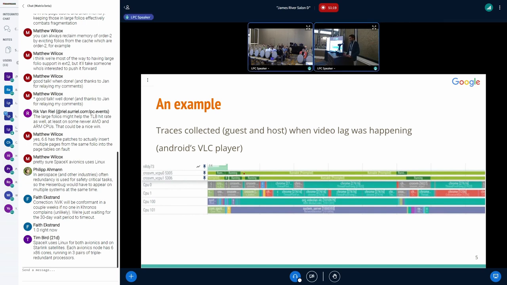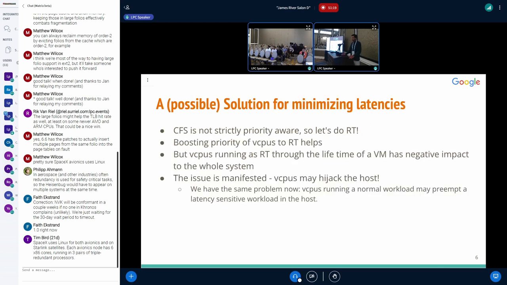So these two are what we have. Are you able to see my mouse? Okay, cool. These two, as you can see, the light green color is runnable but preempted, and the dark green color is when it's running. So a considerable amount of time it's spending in the run queue without being able to run.